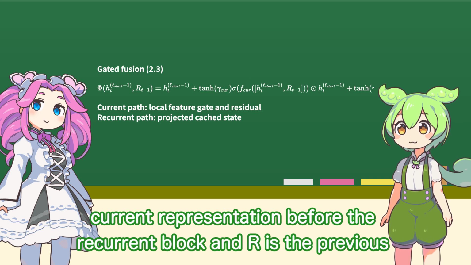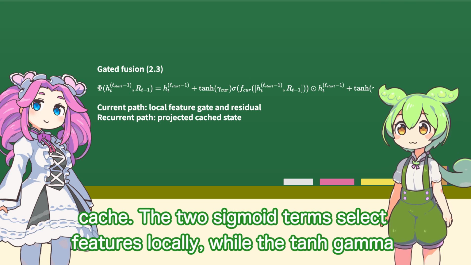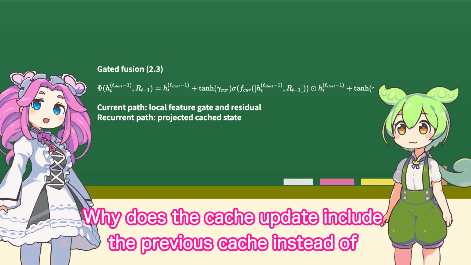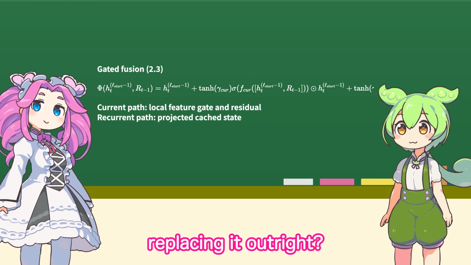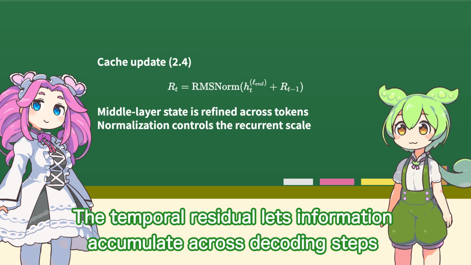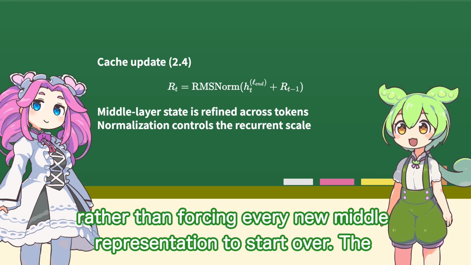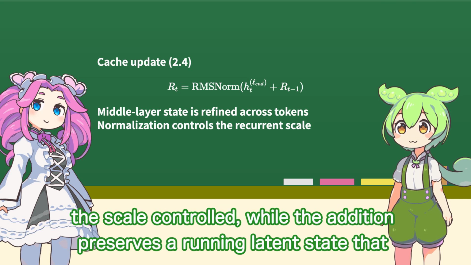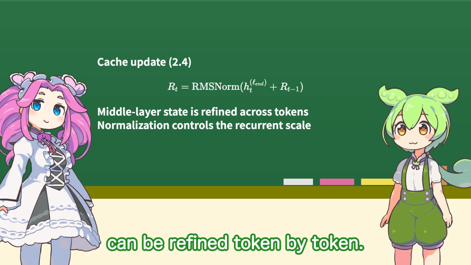Here H is the current representation before the recurrent block, and R is the previous cache. The two sigmoid terms select features locally, while the tanh gamma factors control the overall strength of the current and recurrent paths. Why does the cache update include the previous cache instead of replacing it outright? The temporal residual lets information accumulate across decoding steps, rather than forcing every new middle representation to start over. The update is R_t equals RMSNorm of H at the end layer plus R_t minus 1. RMS normalization keeps the scale controlled, while the addition preserves a running latent state that can be refined token by token.